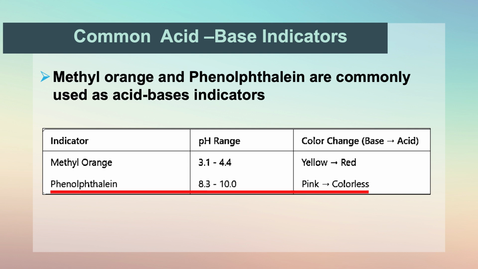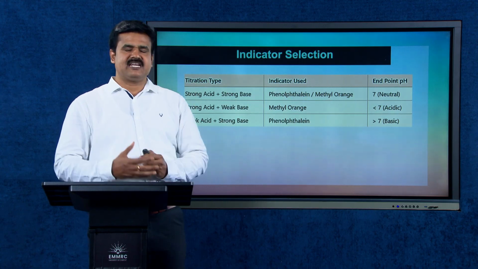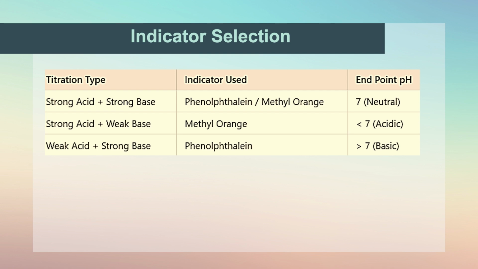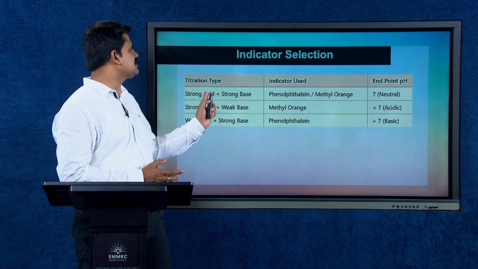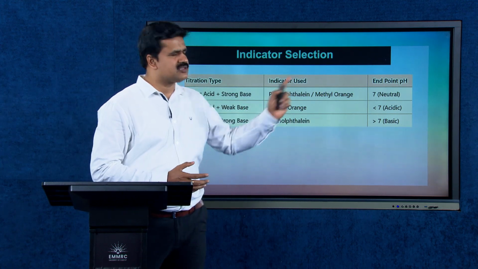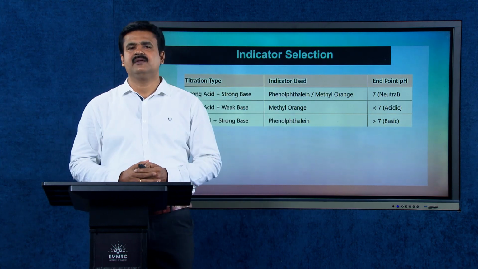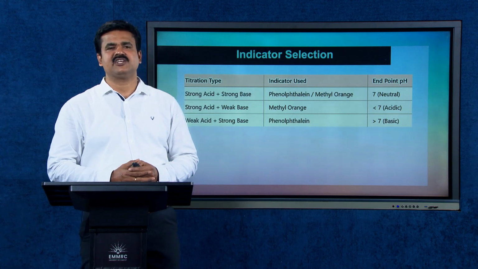That is, in basic medium it is pink, and in acid medium it is colorless. There are several kinds of titrations: strong acid, strong base titration, strong acid, weak base titration, etc. And you have to take an adequate indicator, and you can directly pick the suitable indicator from the chart itself. For the titration type, strong acid against strong base titration, you can use both the indicators, and the endpoint has a pH of 7 that indicates neutral pH.